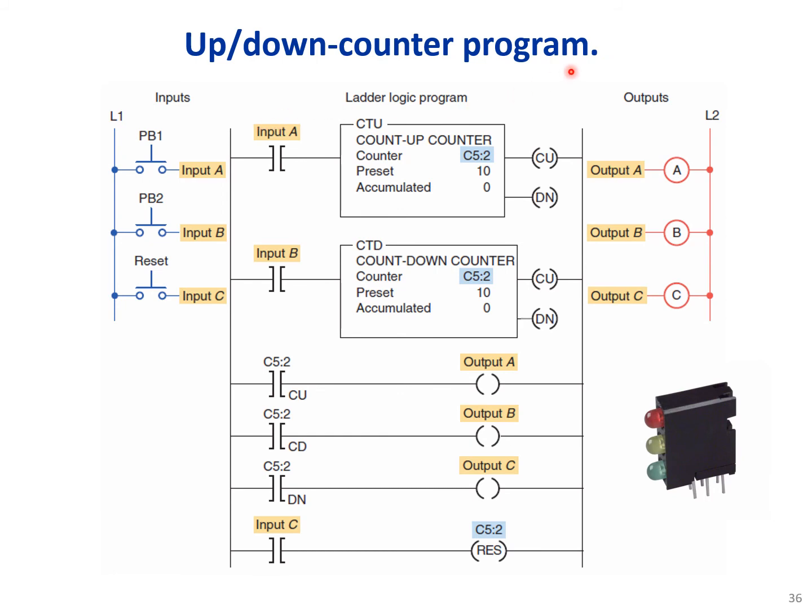Up-down counter program. Here we have an up counter and a down counter with the preset value of 10, and we have push buttons to trigger each of them. And we have 3 LEDs, A, B, C. We could monitor the performance of these counters one by one and see how we could also reset the counters.